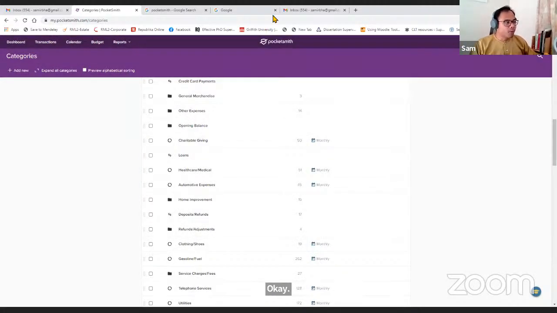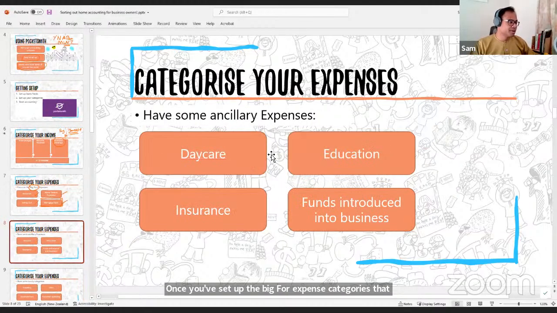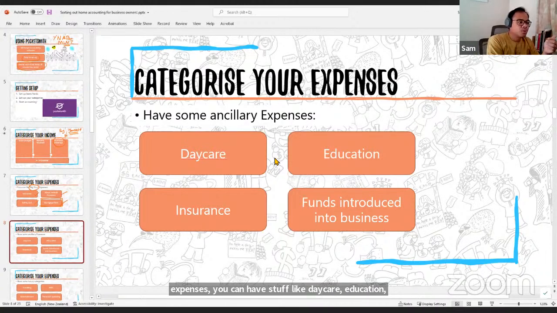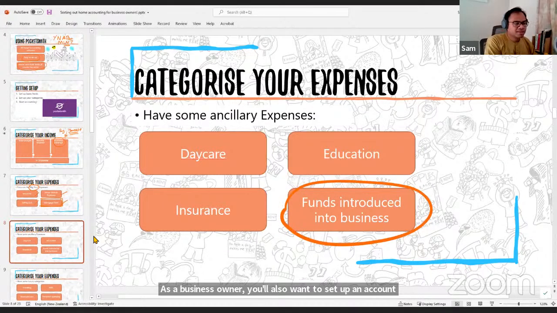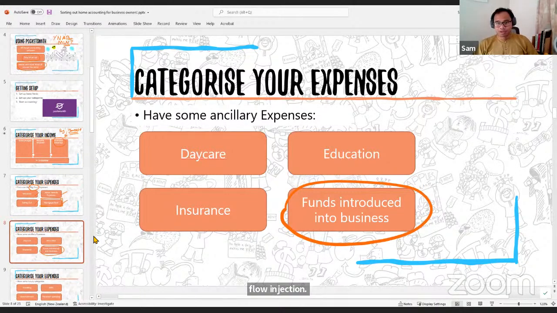Once you've set up the big 4 expense categories, then you can start setting up all the other ancillary expenses. You can have stuff like daycare, education, insurance. As a business owner, you'll also want to set up an account called Funds Introduced into Business. And this is funds that you're paying out from your personal funds that you're putting back into the business. Say, for example, your business needs a cash flow injection, or maybe you've incurred huge losses over the past few months and you need to be able to maintain business operations. And so this is what Funds Introduced is.